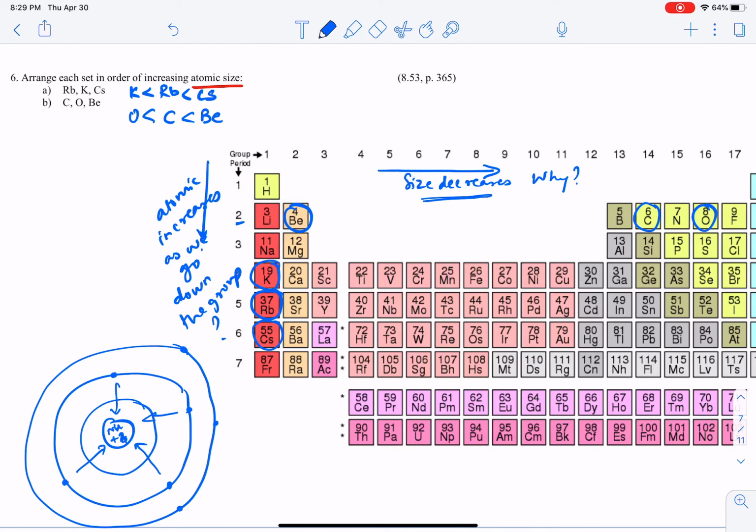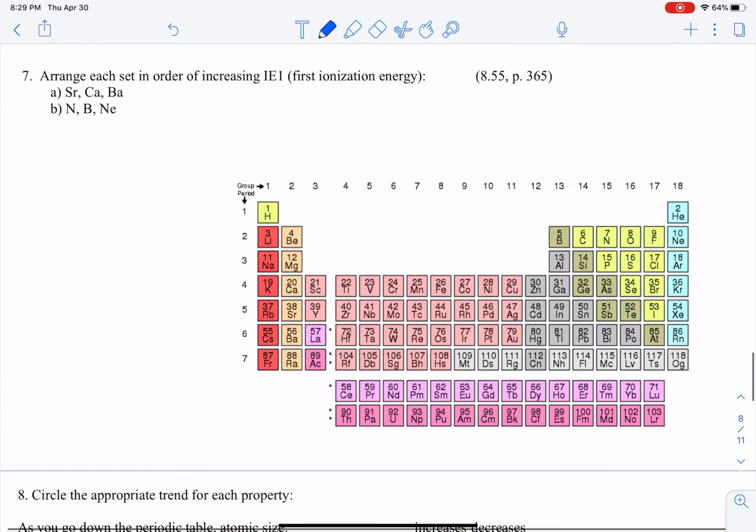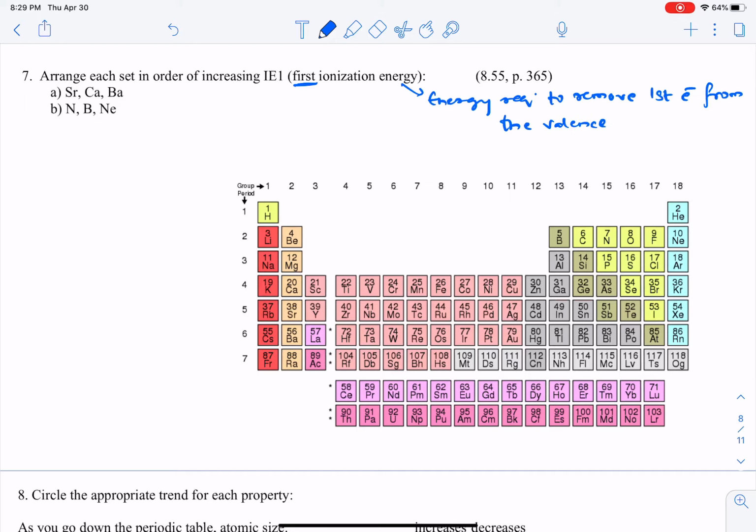Okay, so moving to the next question. Arrange each set in terms of first ionization energy. The term first is important, so let's revise what ionization energy means. It's the energy required to remove the first electron from the valence orbit of the atom. So you have to provide some energy to remove the electron. The ionization energy shows how much energy you had to give.